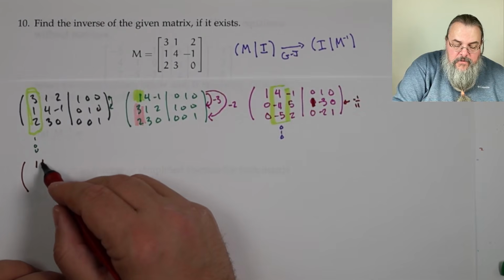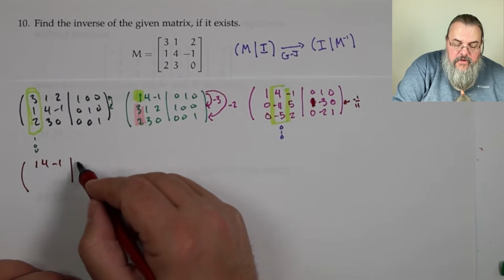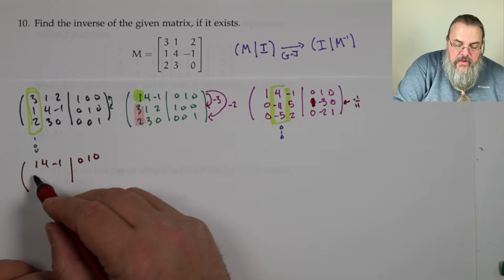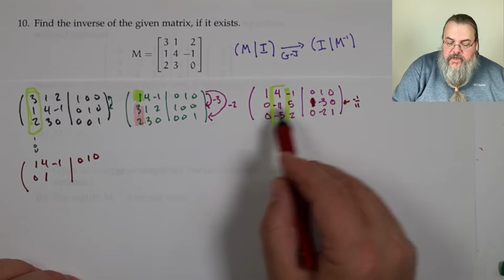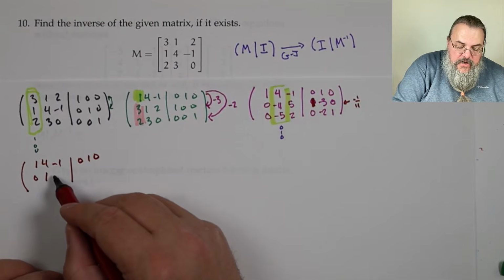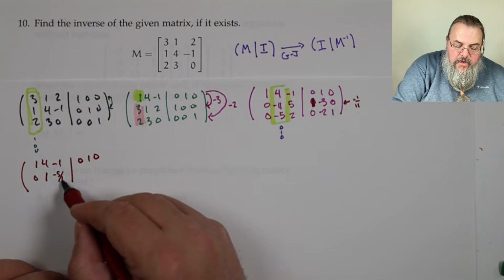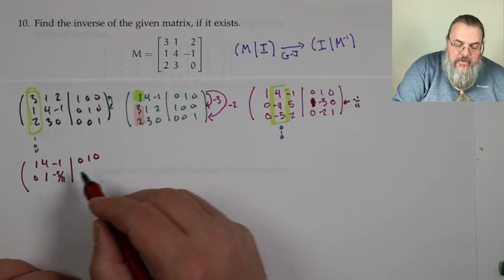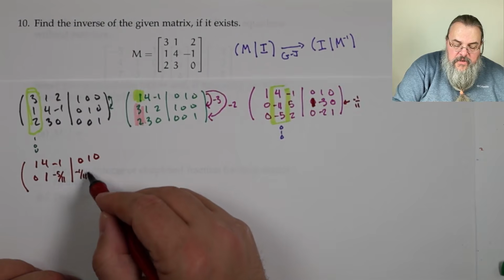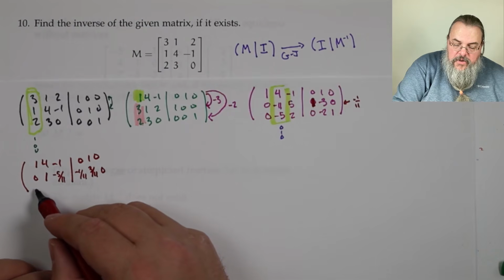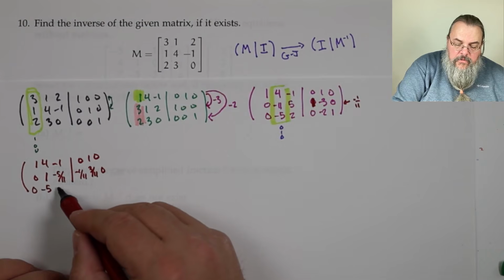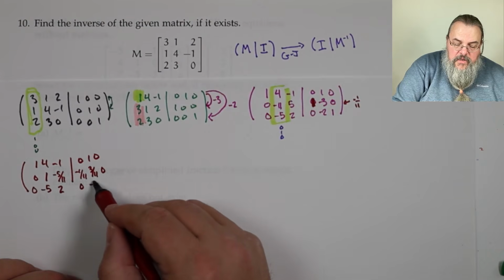So we have 1, 4, minus 1, 0, 1, 0, 0, 1. So everything in the middle row gets changed. Factoring in a factor of 1/11. So minus 5 over 11, minus 1 over 11, 3 over 11, and 0. And the bottom row, we'll go ahead and keep that as is for the time being.